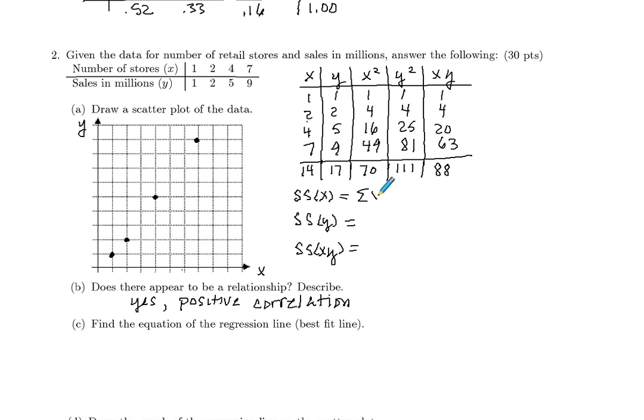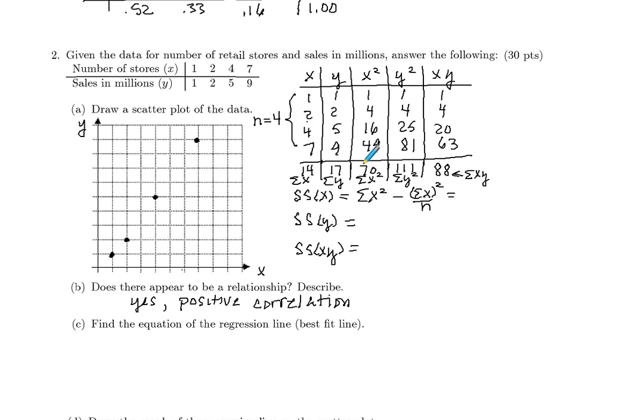So this is the sum of the x squared column minus the sum of the x column, that gets squared, and then divide by n. And here n equals 4 because there's 4 points. And let's go ahead and label these. So this is the sum of the x column, so that's sigma x. This is the sum of the y's, so sum of y. This is the sum of the x squared column right there, 70. And the sum of the y squared column, 111. And the sum of xy's is 88.